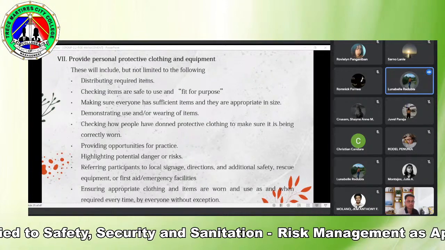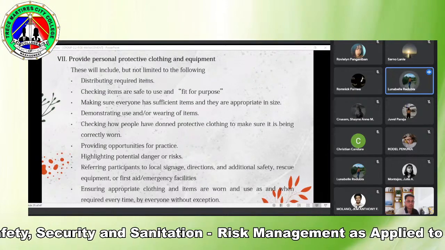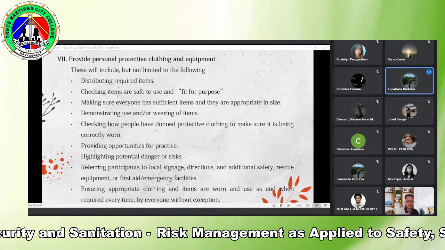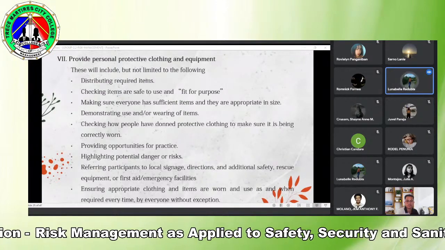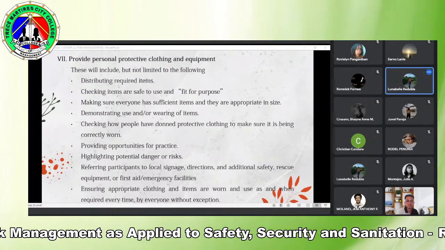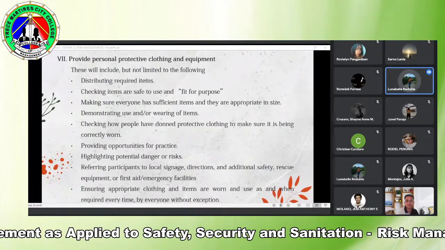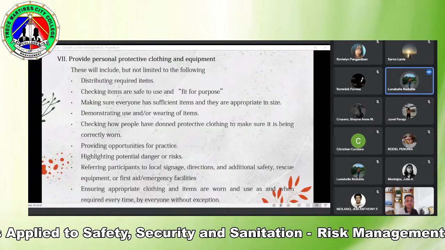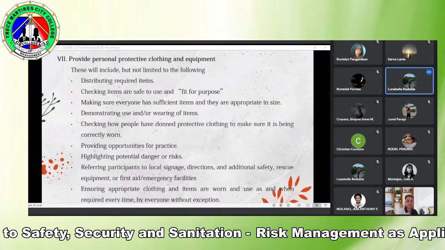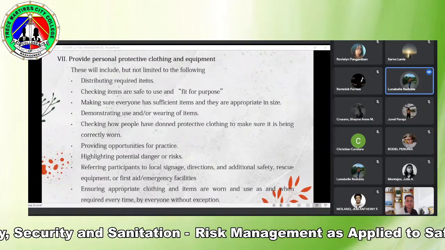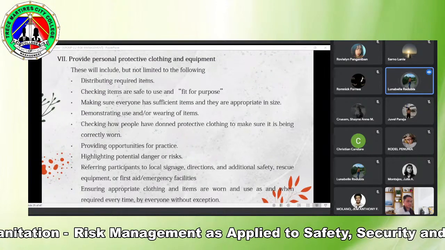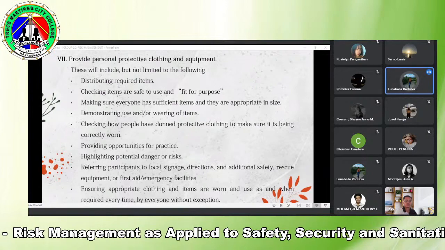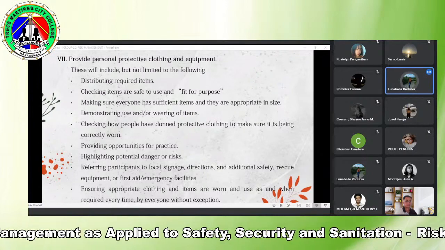Checking how people have put on protective clothing to make sure it is being correctly worn. Katulad lang din po ito ng sinasabi ko kanina. PPE must be done correctly in proper order before entry to patient care, or bago po pumasok doon sa mga pasyente. At hindi po siya dapat na kung saan nandun ka na sa loob, saka mo lang po siya aayusin.